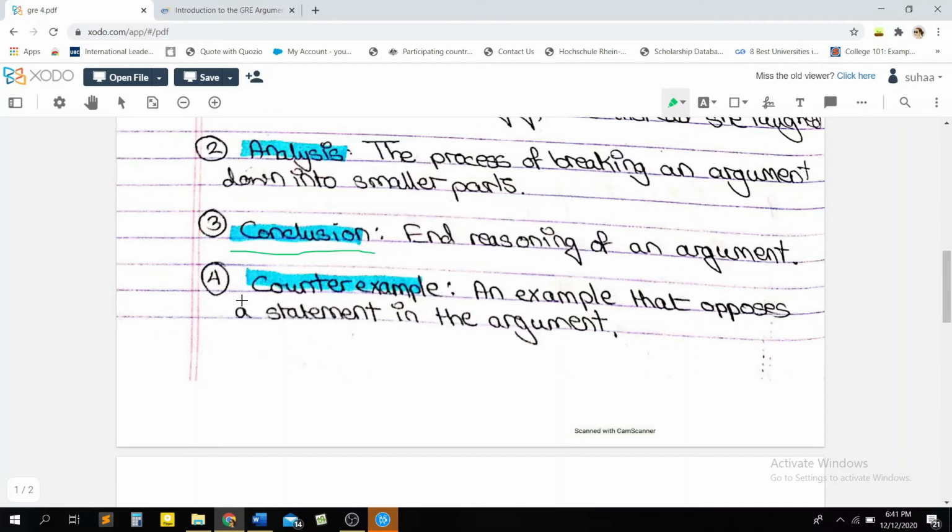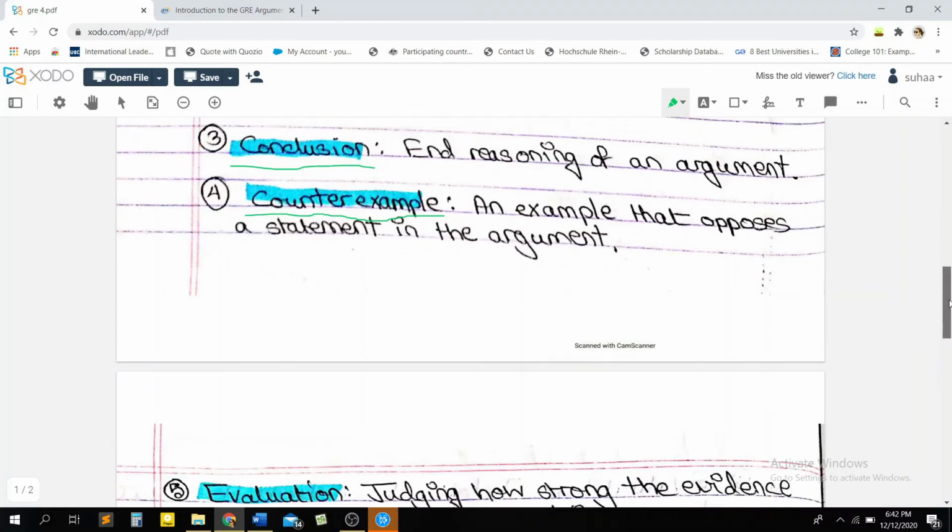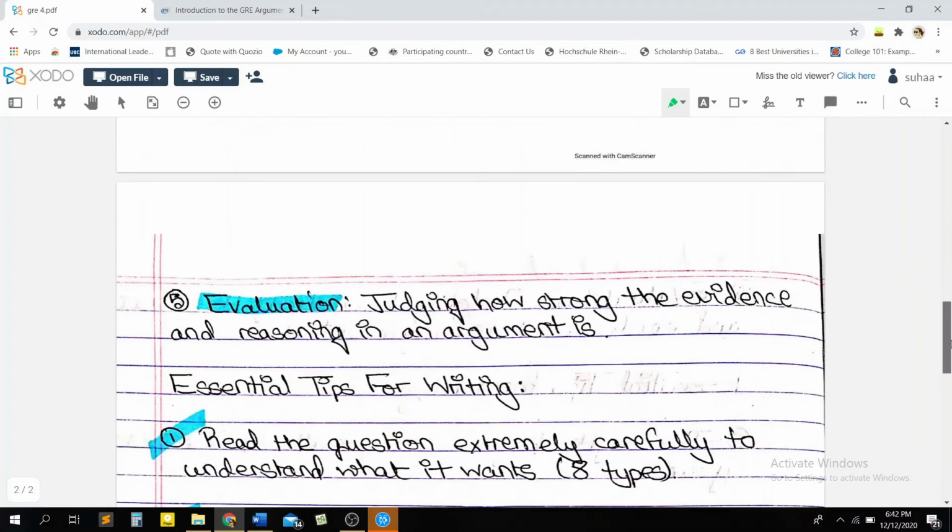Next, we have counterexample. This is best explained with a situation. For example, someone has said that my black cat has bitten me, so all black cats are therefore bad. That's his argument. And then someone else says that, no, I also have a black cat. I actually have 5 black cats, and none of them have bitten me. So black cats aren't bad. You're wrong. So that's a counterexample, all right? It basically opposes any given statement in an argument.